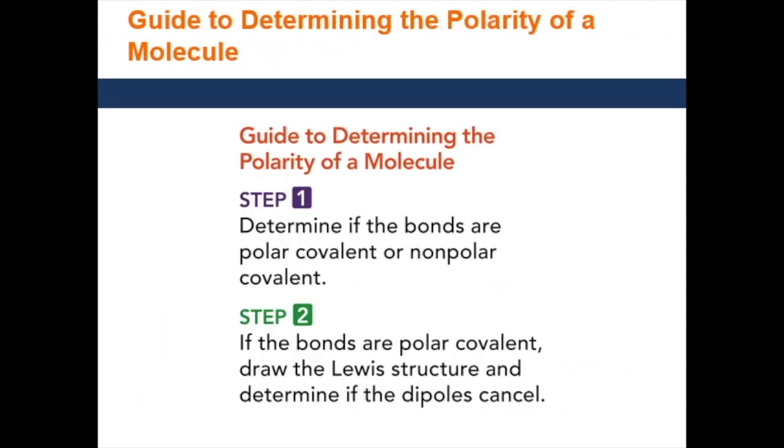Okay. So if a question is asked, can you determine the polarity of the molecule? First thing you have to do is determine if the bonds are polar or non-polar. If the bonds are polar, in that case you would draw the Lewis structure, determine the shape of the molecule, and then see if the dipoles are cancelling each other out. If they are not being cancelled, that means that the molecule is polar. If they are being cancelled, that means the molecule is non-polar.